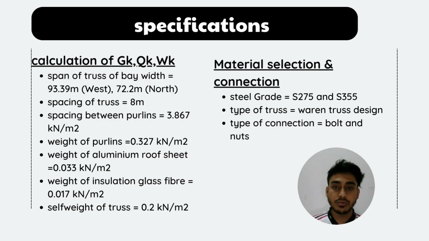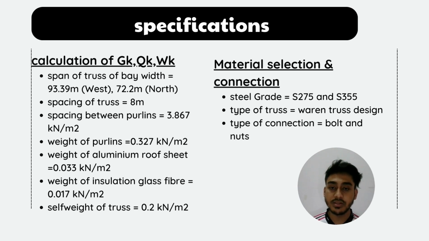Next, we go to specification. So we calculate the GK, QK, and WK. As we can see, the span of truss or bay width is 93.39 meter west, 72.2 meter north, and the spacing of truss is 8 meter.